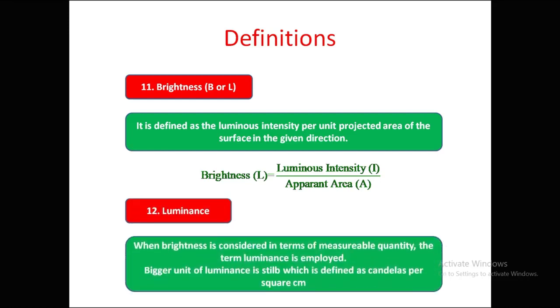Next, what is meant by luminance? When brightness is considered in terms of measurable quantity, the term luminance is employed. It's brightness, but in terms of measurable quantity. A bigger unit of luminance is the stilb, S-T-I-L-B, which is defined as candelas per square centimeter.